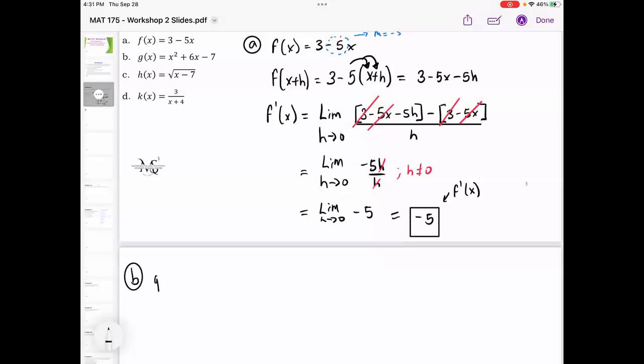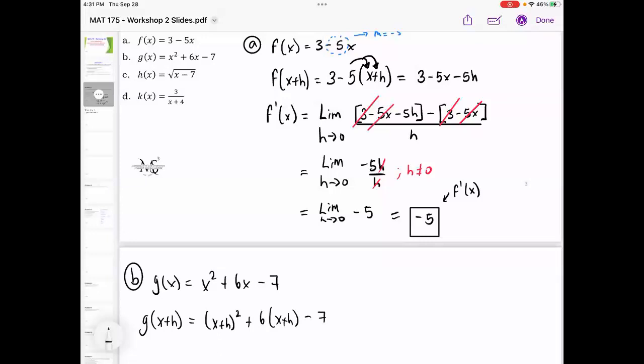Part B, we have g of x is equal to x squared plus 6x minus 7. In this example, your first thing is that you always want to compute the x plus h piece. Because our function name is g, we want to compute g of x plus h. Wherever I see an x, I replace it by x plus h. This gives us x plus h squared plus 6 times x plus h minus 7.